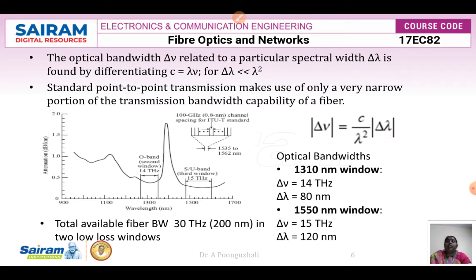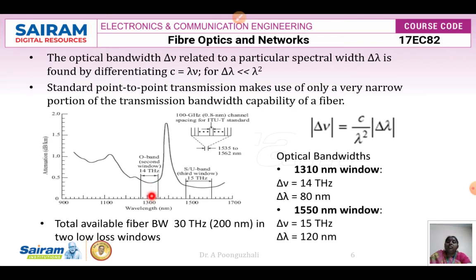Here we can carry out standard point-to-point transmission. Point-to-point transmission uses a narrow portion of the transmission bandwidth, and this narrow transmission bandwidth utilizes the capability of the fiber. Here we have the total fiber width. This is your band, this is your attenuation. We plot the response of attenuation versus wavelength. When I plot the optical signal here, we have two bands where the attenuation is minimum.